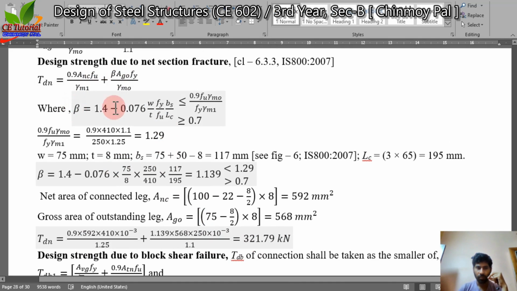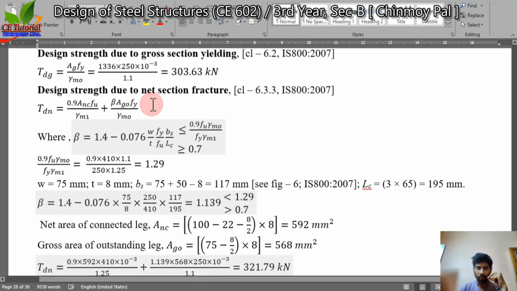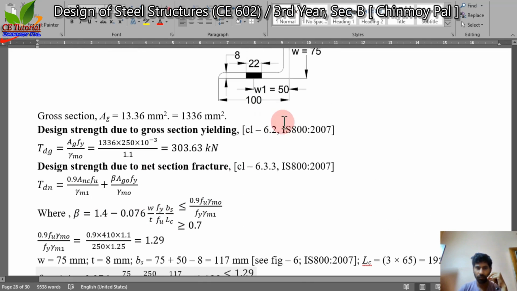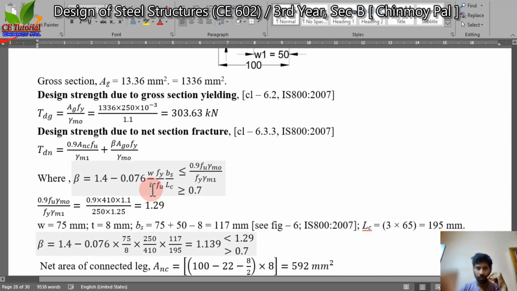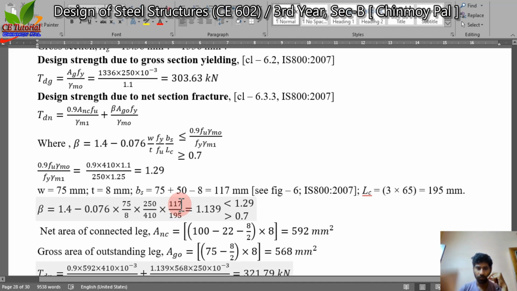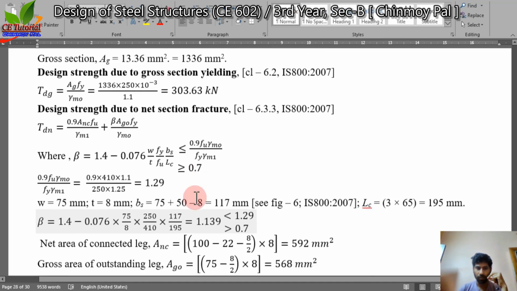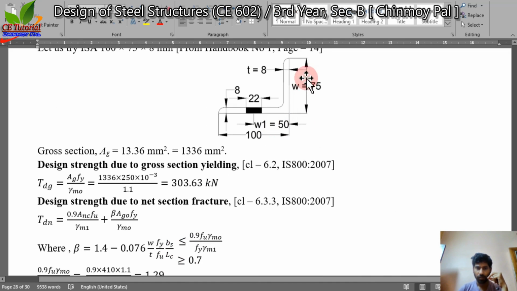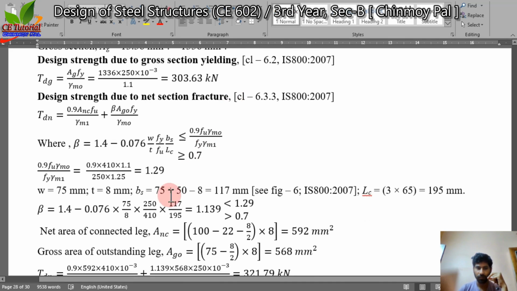In this formula you have to calculate first of all the beta value, and beta value you can calculate from this formula, and this W is equal to nothing but 75, and T is the thickness, and Fy is 250, Fu is 410, Bs is equal to 117, because in our IS code you can see the Bs is equal to nothing but W1 plus W plus W1 minus T. So 75 plus 50 minus 8.